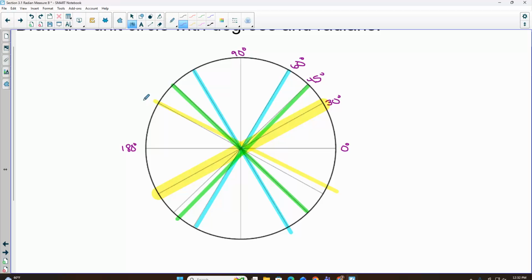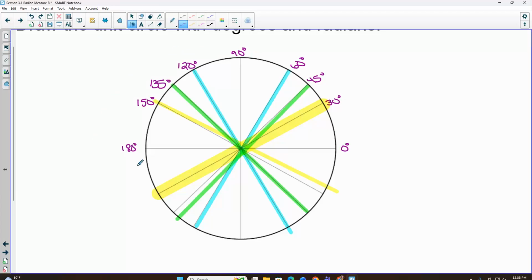So what would this angle be? 150. 180 minus 30 is 150. This one would be 180 minus 45, 135. 180 minus 60 is 120. And you should catch it if you do this wrong, because your angles should be increasing as you go around. If you flip two of them, they won't be increasing. So you'll catch a mistake that way.